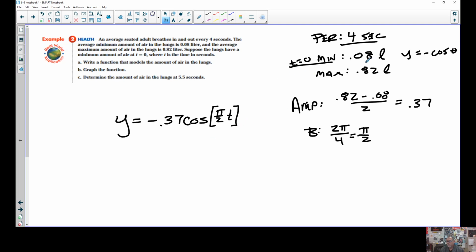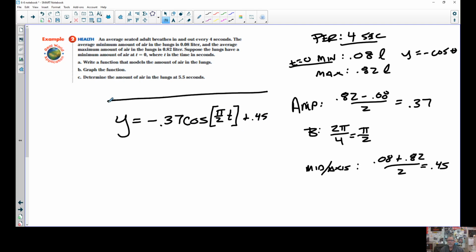Well, we have to find the midpoint here, right? So the midpoint, or axis, is going to be when we take 0.08 and add 0.82 and divide that by 2. So what's that? 0.9 divided by 2 is 0.45. So we do plus 0.45. And that gives us our graph, I should say our function.